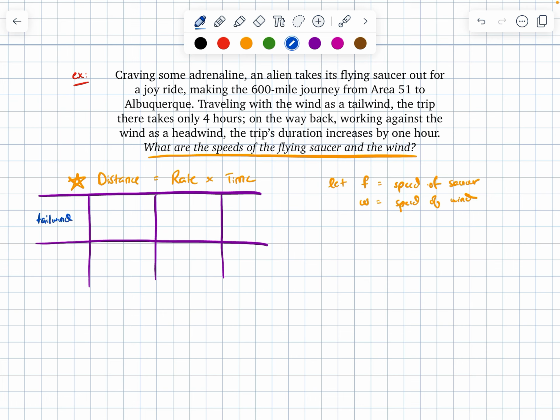From here, I've got two cases. I have one where I'm traveling with the wind, so the wind is acting as a tailwind. We'll call that our blue case. And then my green case will say on the way back, the wind is our headwind. It's working against us. From here, see if you can take a minute, pause the video. What's going to go in each column? What's the distance? What's the rate? And how much time does it take? See what you come up with, and then we'll chat. Go, go.